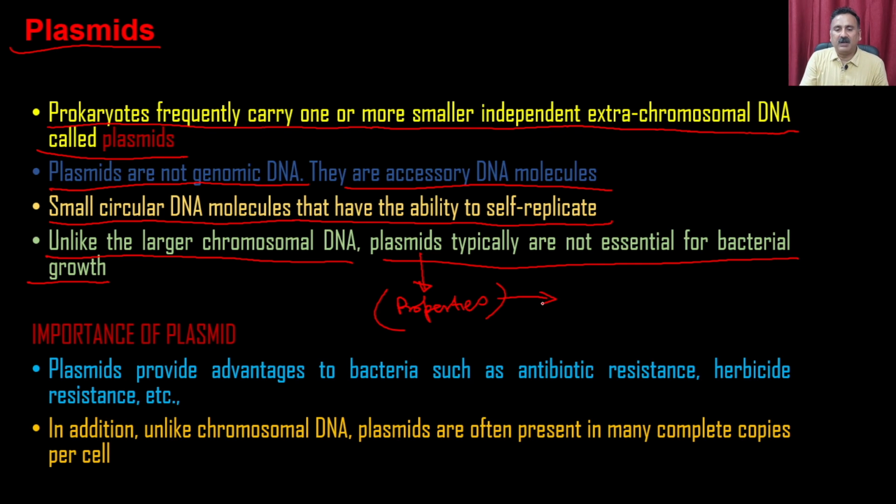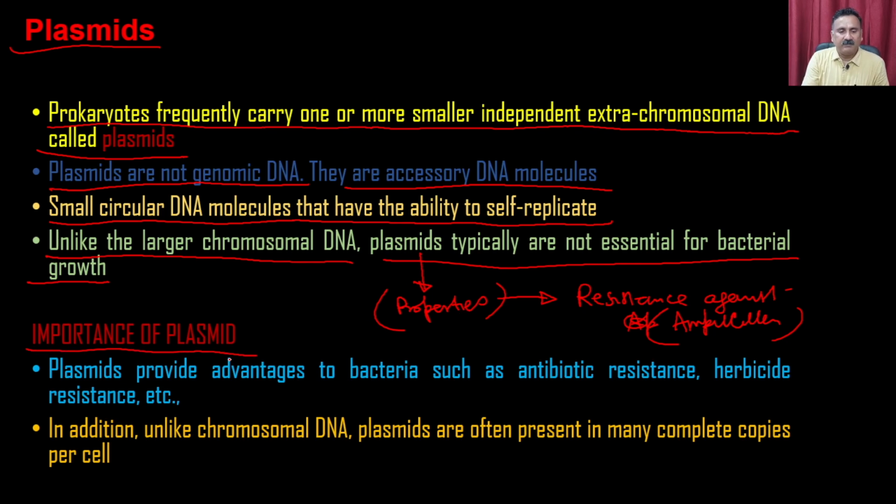For example, there could be a property like resistance against ampicillin. If a bacterial colony has acquired resistance against ampicillin and has captured that property in the form of a plasmid, then it can share that plasmid within the colony, and that's how they can distribute that particular property within the organisms.